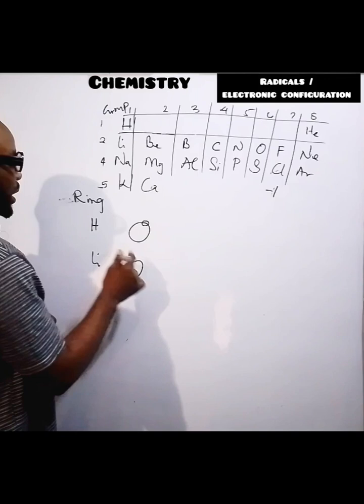Now I take sodium. Sodium is 1, 2, then 8, which makes 10. If you count it, 1, 2, 3, 4, 5, 6, 7, 8, 9, 10, 11. Sodium is 11, so that will be 2, then 8, and you count it with this, that's 10 now, then 11. You can see that it also has 1 electron in its outermost shell.